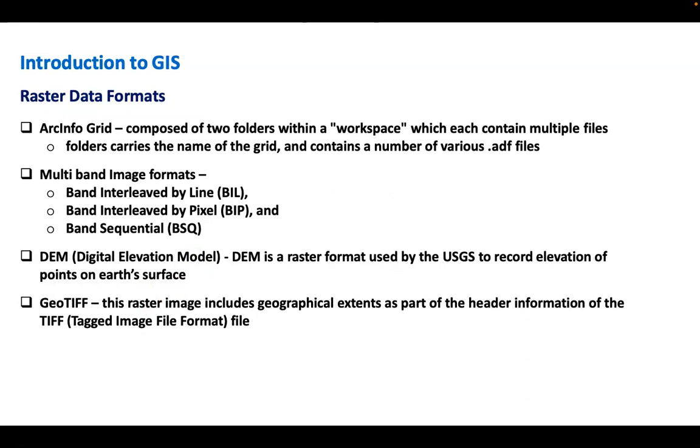Raster data formats. ArcInfo grid, composed of two folders within a workspace, each containing multiple files. The folder carries the name of the grid and contains a number of files like .adf files. Multi-band image formats like band interleaved by line BIL format, band interleaved by pixel BIP format, and band sequential BSQ. DEM, Digital Elevation Model. DEM is a raster format used by the USGS to record elevation of points on Earth's surface. GeoTIFF. This raster image includes geographic extent as a part of the header information of the TIF, tagged image file format.